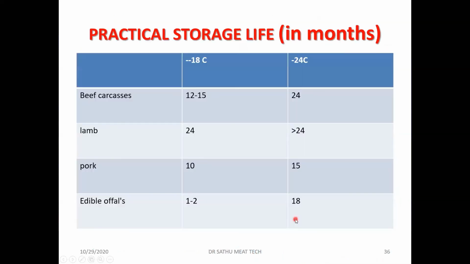So let's see the practical storage life for the beef carcasses at -18. I told you about storage temperature: if you go to lower and lower temperatures, the storage life will keep on increasing. Lamb is more than 24 months. Pork is 10 months, or 15 months. Edible offals, 1 to 2 months, or 18 months. So if you go to lower and lower temperatures, the shelf life of the product can be increased, but the cost of storage will also be increasing. So normally we store the food after freezing at less than -18 degrees centigrade.